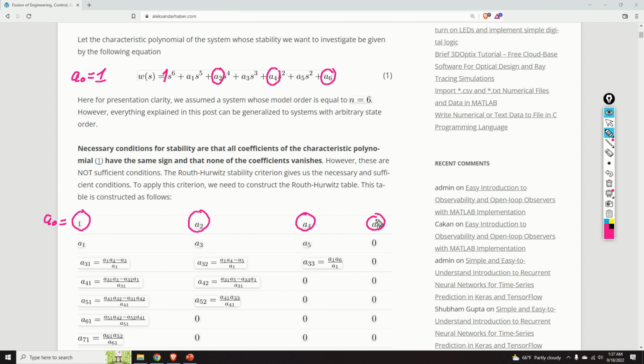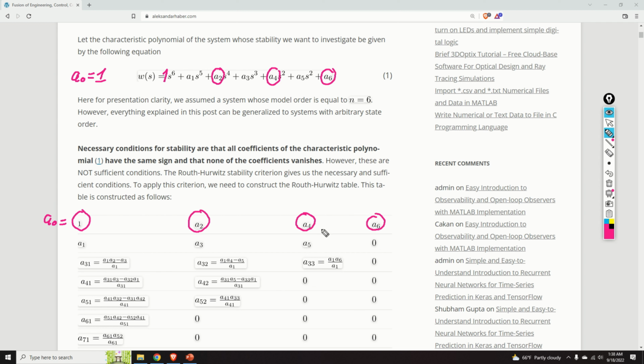Now, what's the principle for populating the first row? Well, the idea is to take the coefficients with an even subscript or with an even index and to populate the first row of this table with these coefficients. Here is a0, here is a2, a4, and a6, and all these indices are even, or better to say, all the subscripts are even. Now, that's our first row.